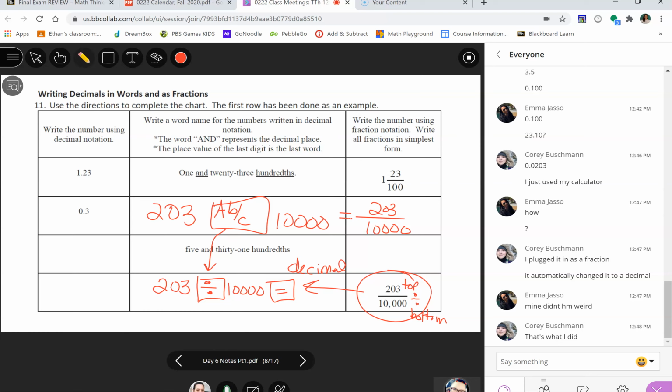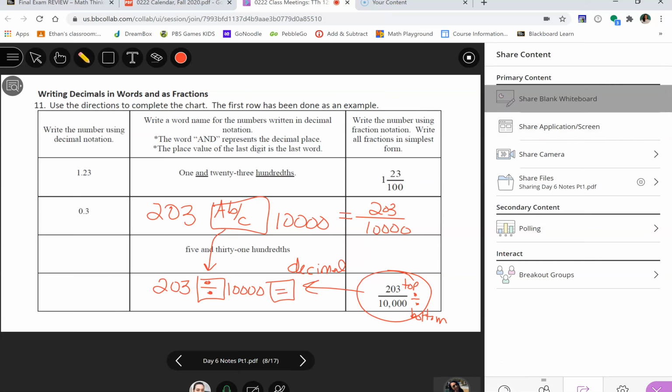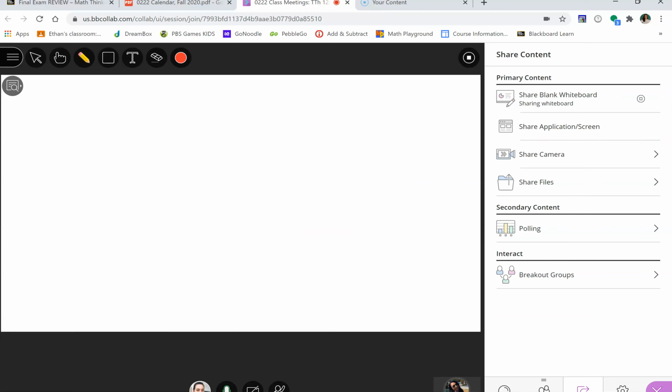Emma, on your calculator do 203 divided by 10,000 and see if it gives you the decimal. It still came up as a fraction. Oh, what kind of calculator do you have? Is it a Casio? Not the one that you were told to get during class, I remember that. Okay, do you have a button on your calculator somewhere that looks like this? It'll say F to D or something like that. Do you see that anywhere?